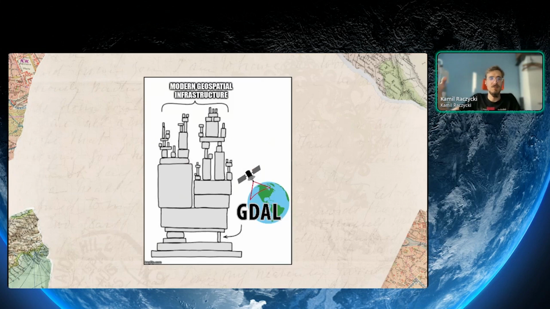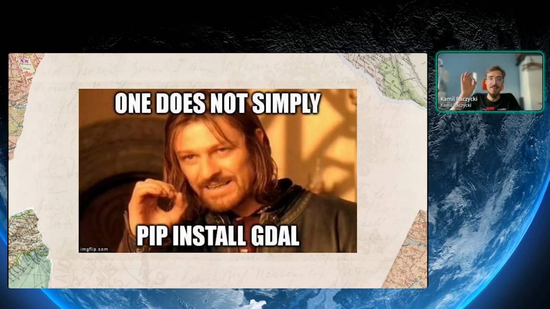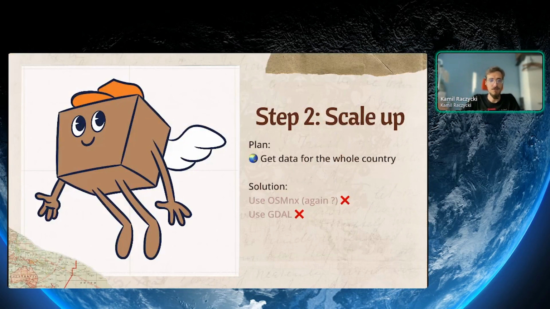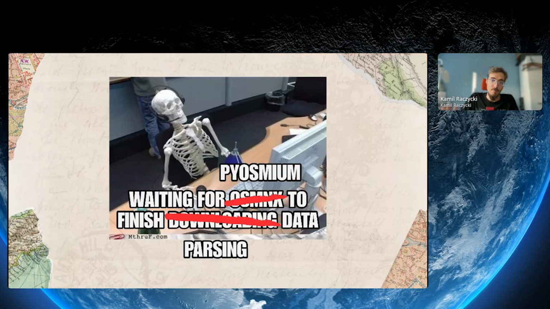GDAL is the Geospatial Data Abstraction Library, and it's very, very popular in the geospatial domain. But unfortunately, installing GDAL is not easy, especially on Windows. You can install it if you use Conda, but I'm not a Conda user, so this also goes out of the question. We do another search, and we find the library called PyOsmium. It has Python bindings, and you have to write your own logic. But without multiprocessing, you will also have to wait some time to parse the data for the whole country.